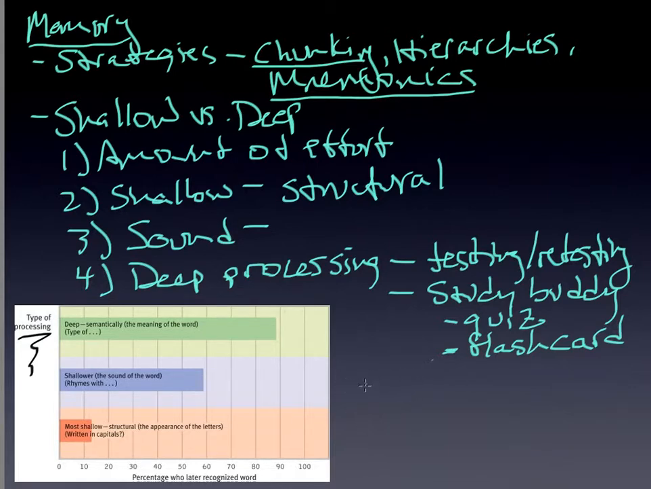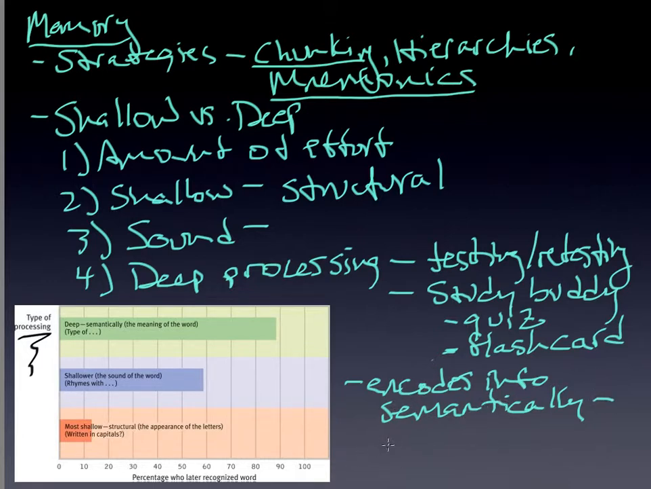So deep processing encodes, and this is the key in terms of understanding it, encodes information semantically. In other words, according to its meaning. If you can make a connection to yourself, if you can make a connection built on other things that are relevant and important to you, the likelihood of you remembering it is that much greater.